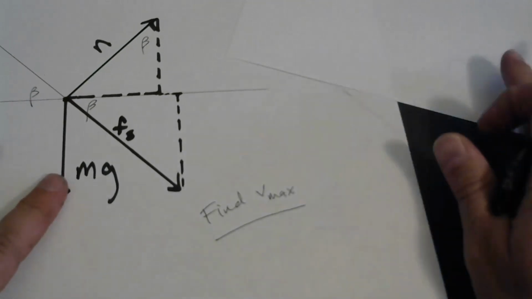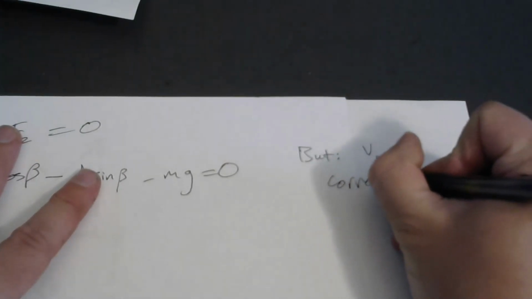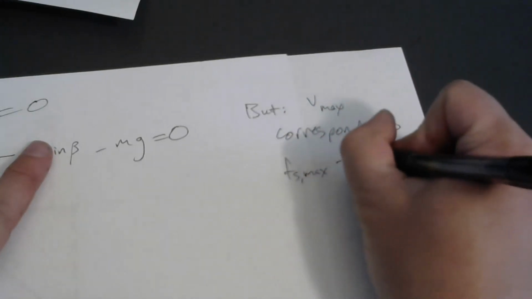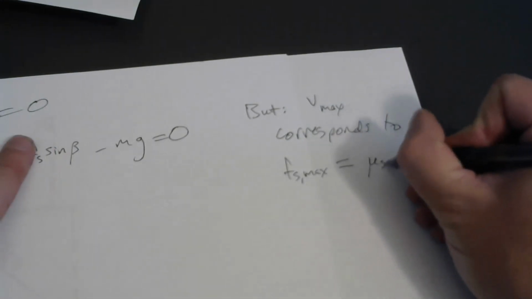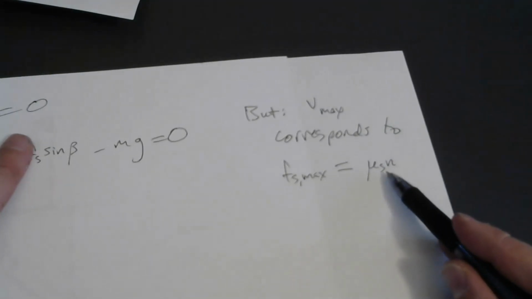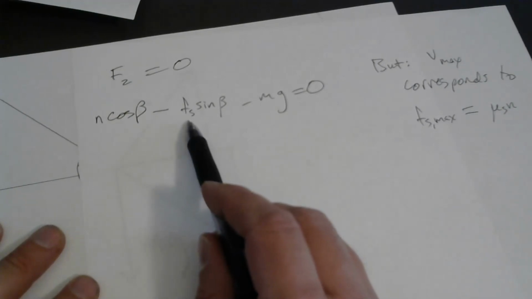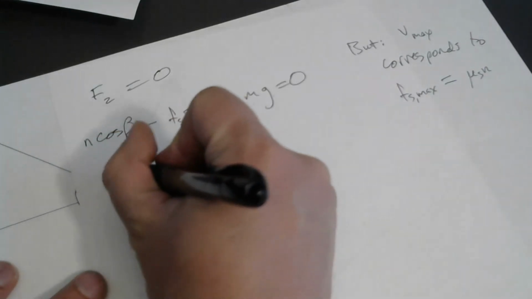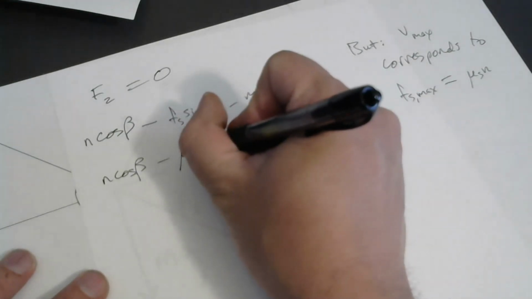So Vmax corresponds to Fs max. So we've already maxed out friction, and that means we have an additional relation that we can invoke. It would be proportional to the normal force. That's mu sub s times N. So instead of writing Fs, let's write mu times N. And I will go ahead and put the mg on the other side. I've got an N cos beta minus, well, now I will insert the max friction force, mu N.